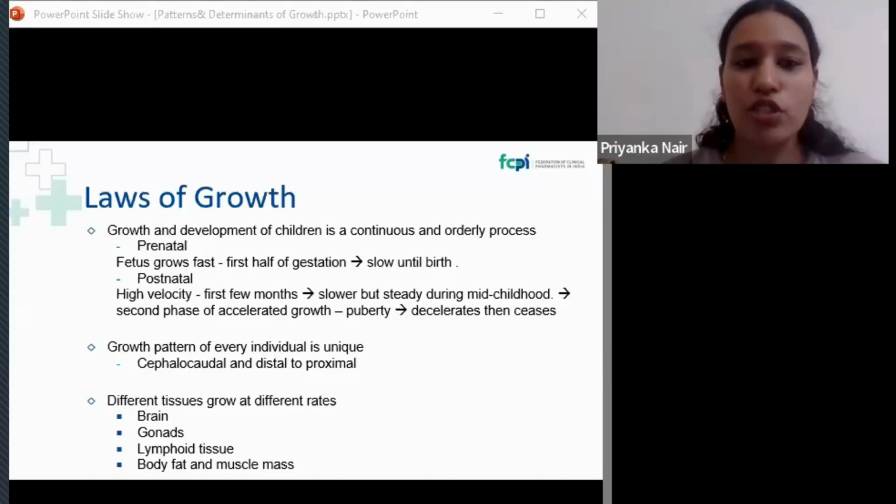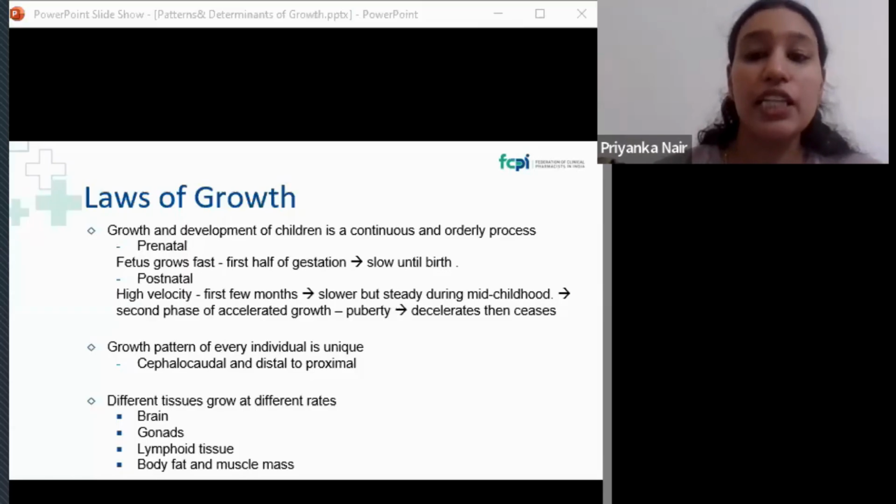there is a high velocity of growth during the first few months. Then it is followed by a slower but steady phase during mid childhood. Then comes the second phase of accelerated growth. That is the time of puberty, post which it decelerates and then stops altogether.